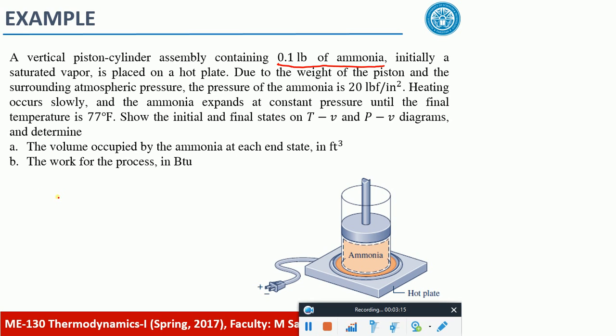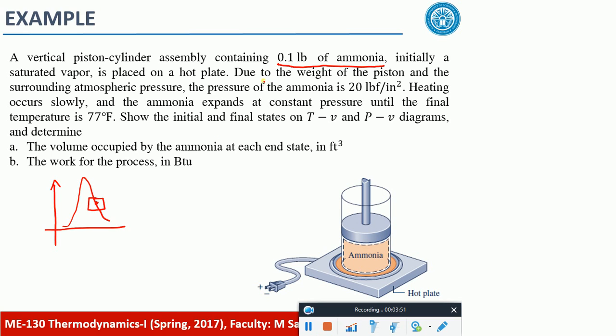It's a saturated vapor. If you look at the vapor dome, I hope you understand that this is the vapor dome surface. So the point should be somewhere there, so straight away you should think about it. The cylinder is placed on a hot plate. So the ammonia is basically lying somewhere on the saturated vapor line of the vapor dome.